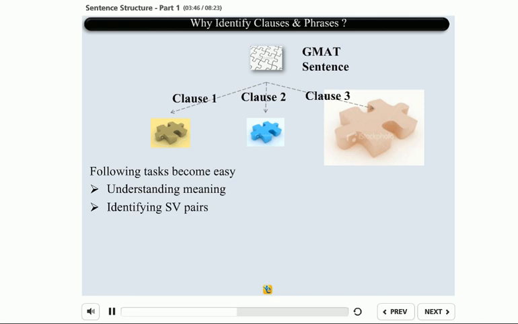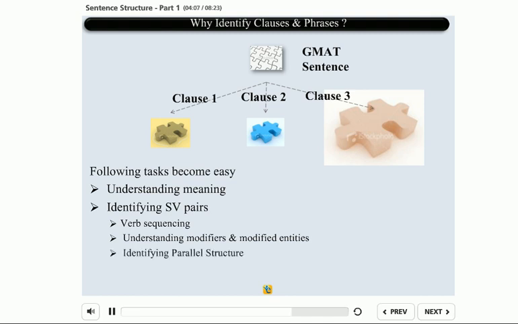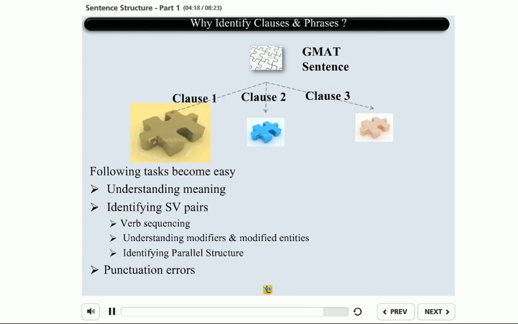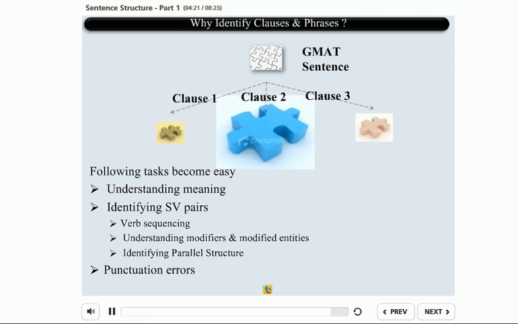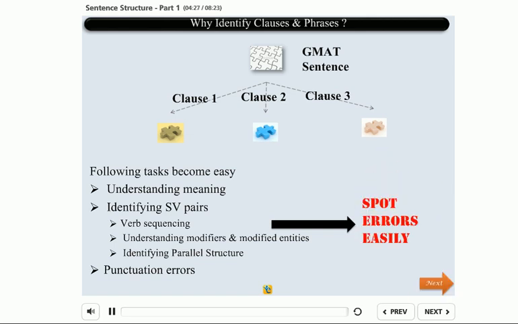Furthermore, once we have the basic subject-verb information, further focus helps us in better understanding the verb sequencing. By isolating the phrases, we can now make better linkages between modifiers and the modified entities. Not only that, such simplification aids in understanding of the logic present in the sentence. And lastly, this information helps in easy detection of punctuation errors that are directly linked to sentence formation. All in all, by identifying clauses and phrases in a complex sentence, we truly apply the divide and rule policy that enables us to easily detect errors.